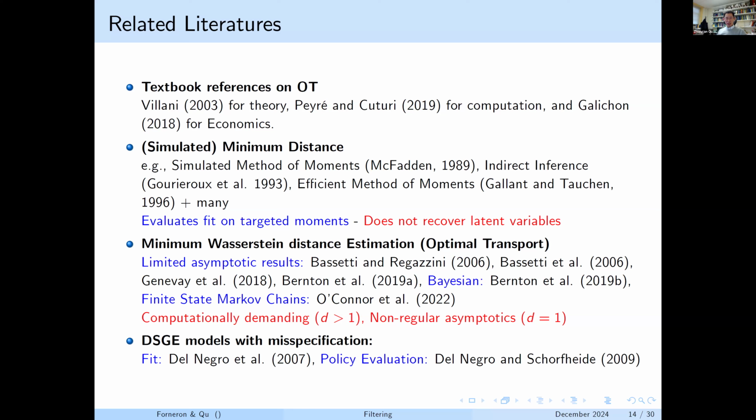Since we look at structural models that are potentially misspecified, the work is also related to the DSGE literature that looks at misspecified DSGE models. But again, the focus is quite different. We are not trying to fix the model. Instead, we want to get filtered estimates that are model consistent. We want to get estimates of the latent values that are easily interpretable.